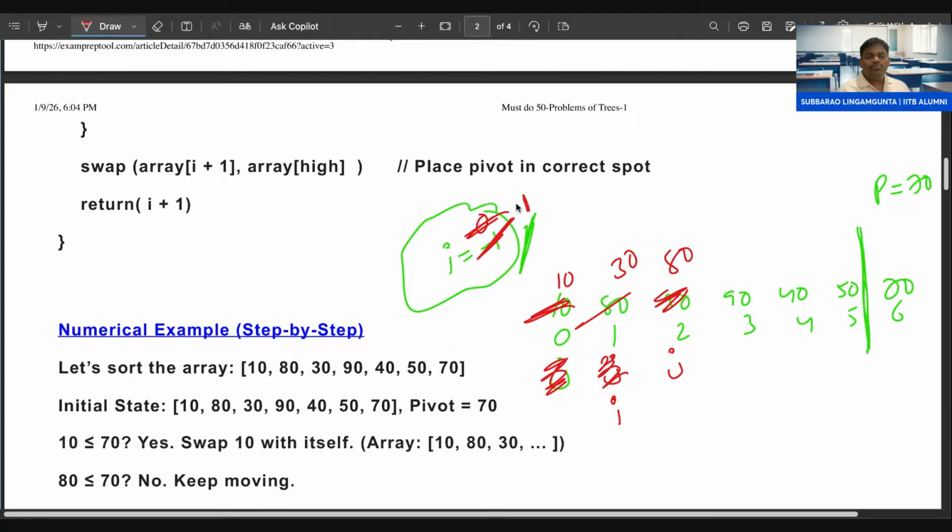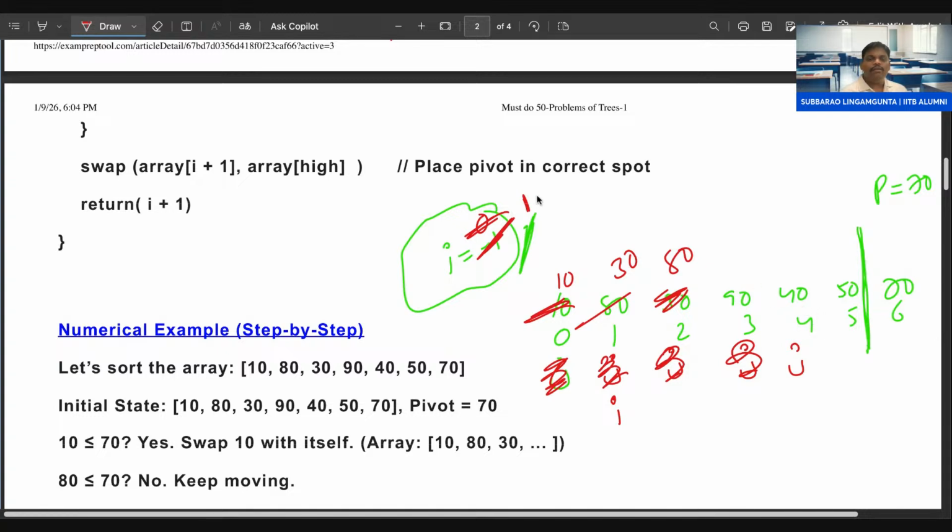After swapping is over, as usual, J will go. J will be here. Again, J will ask, are you smaller or equal? No. Are you smaller or equal? No. Only if smaller or equal will I come to the picture. Otherwise, as usual, J will grow. Are you smaller or equal, comparing with the pivot element?